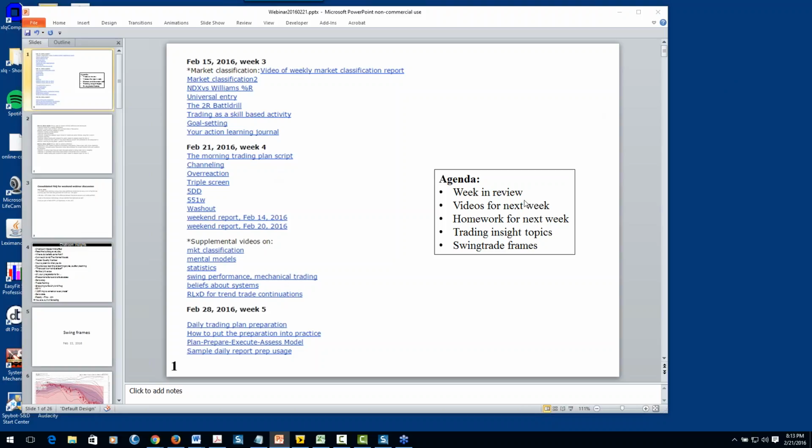I want to follow this agenda. I'm going to make some comments about the week in review, the things that we were working on this week, and some observations about the use of the message boards and the write boards.